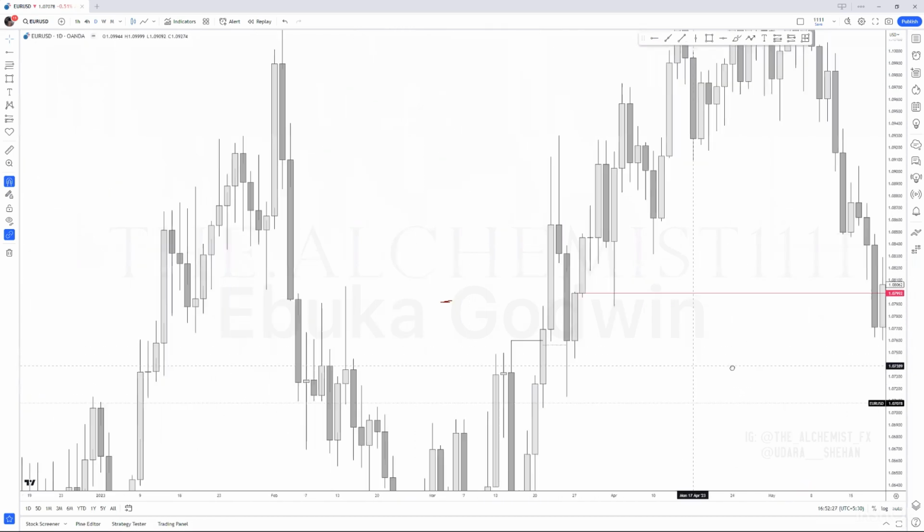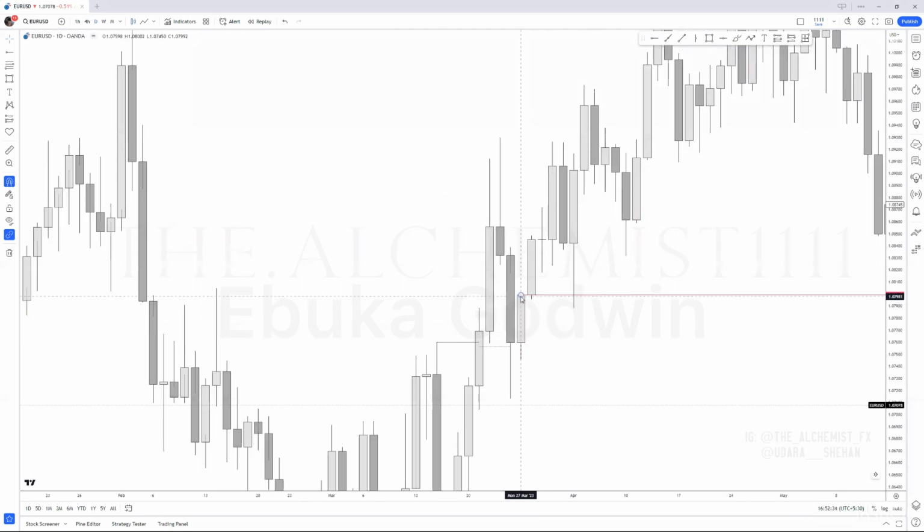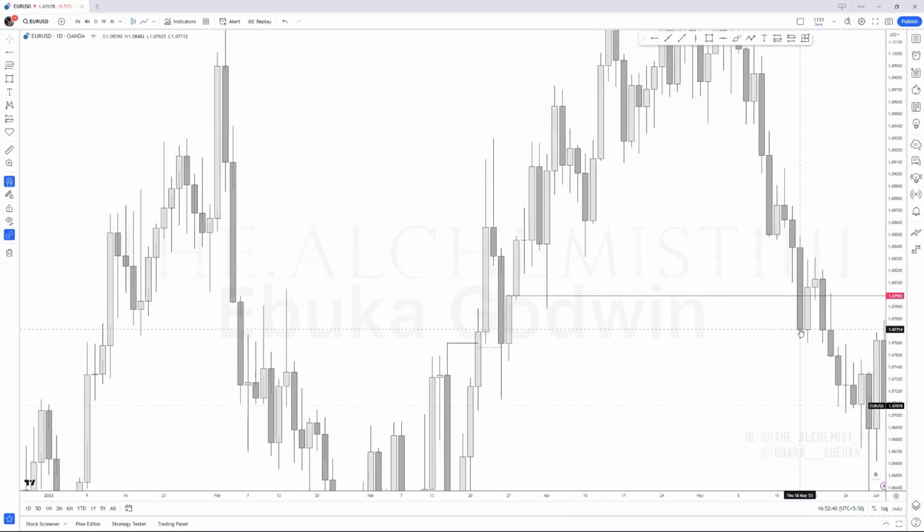These types of zones are very strong. These are some advanced stuff. We will go deeply into this because, can you see that this level was once used as a support? After those levels are broken, it pretty much gets used as a resistance at least once.